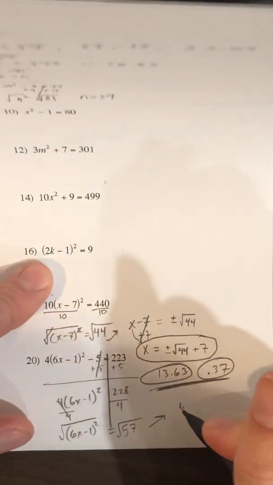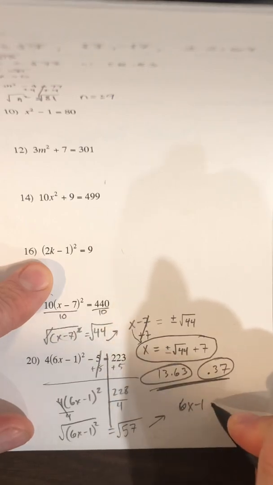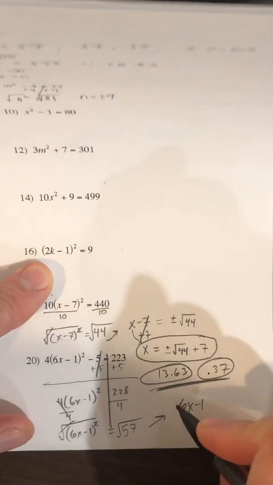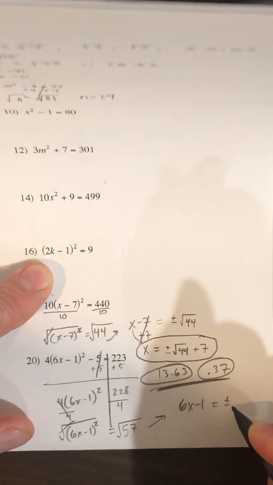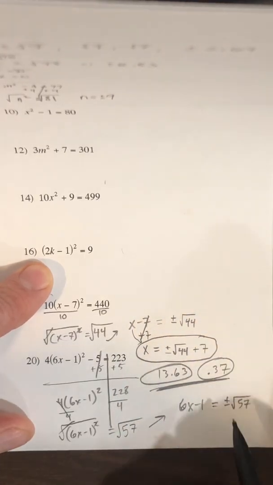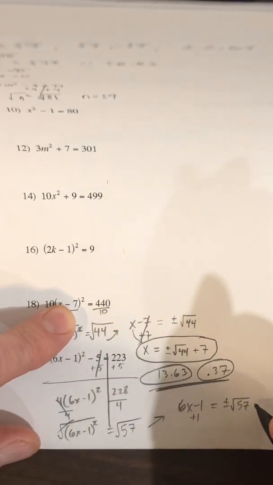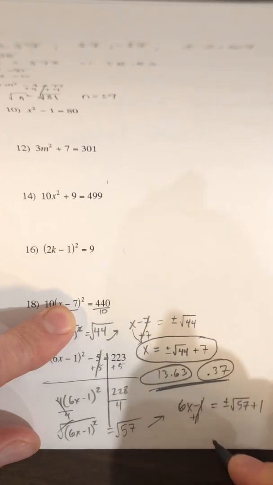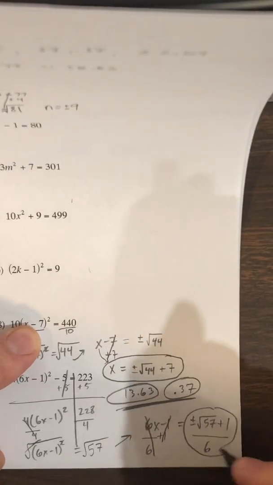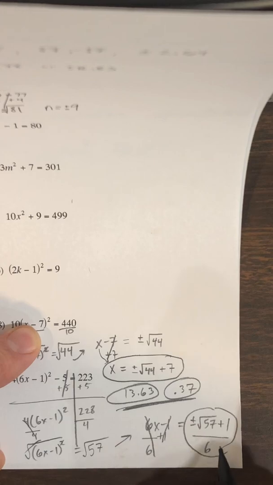All right, I've got 6x minus 1. This and this cancel, and that's equal to plus minus the square root of 57. And then I need to add 1, and then I'm going to divide by 6. And that is your answer right there. This is two answers. This is the positive square root 57 plus 1 divided by 6, and this is the negative square root 57 plus 1 divided by 6.